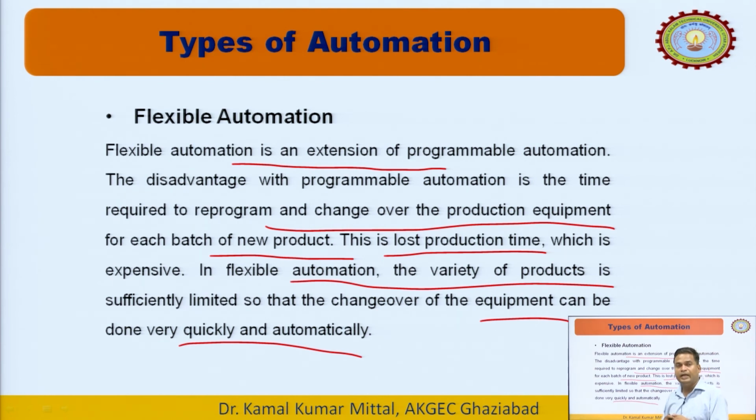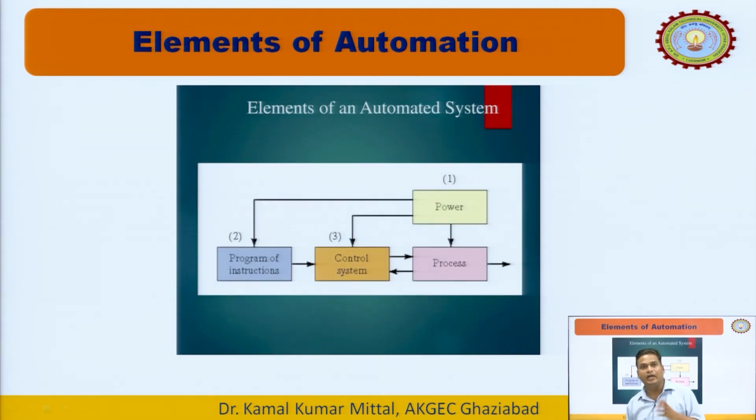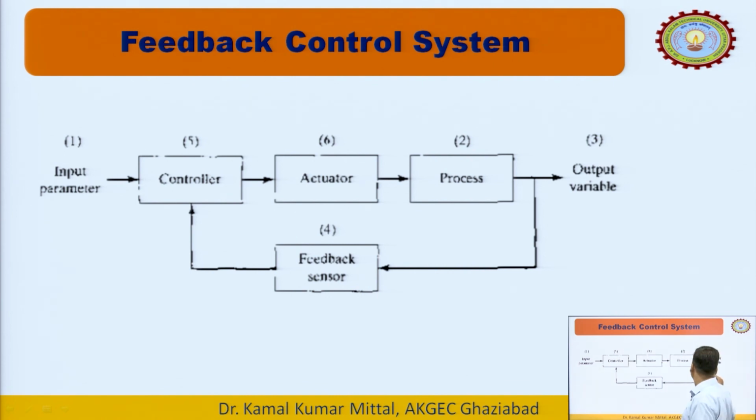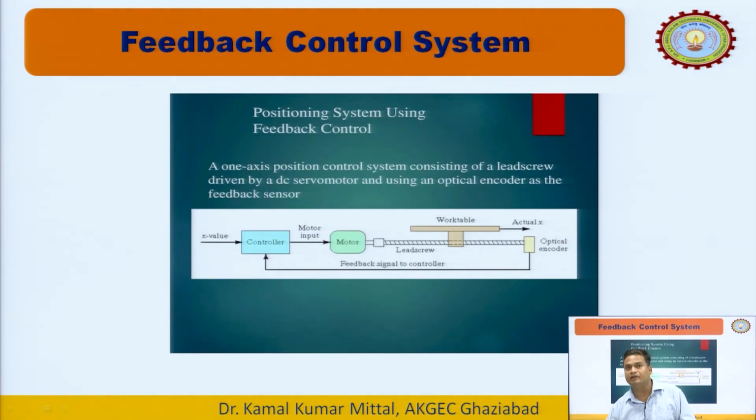In the next lecture we will discuss the elements of an automation system in detail, like power, program of instruction, control system, processes. Then we will discuss the feedback control system, different open-loop and feedback control systems with the help of an example, like if we have to position a part from one end to another end, how these elements like control, motor, work table, and feedback control system work. That we will discuss in detail in the next lecture.